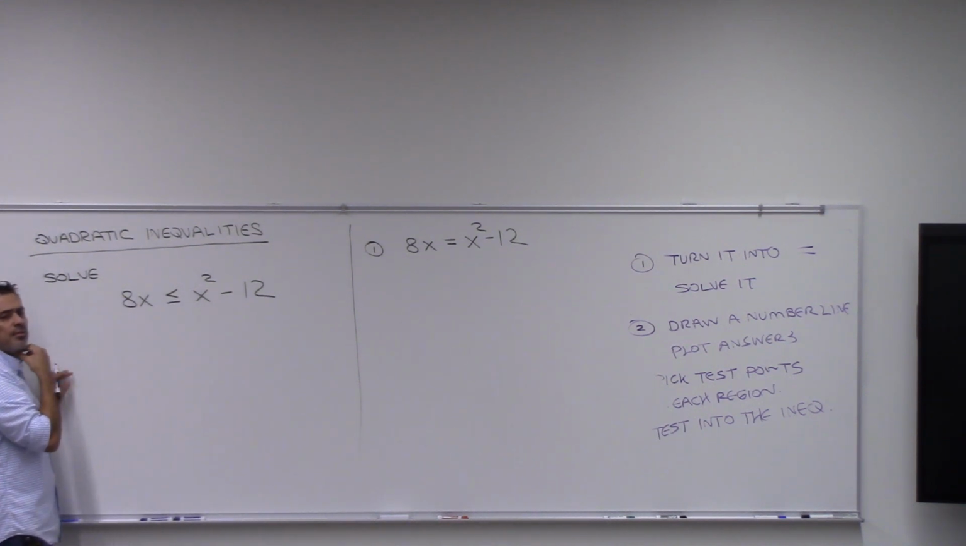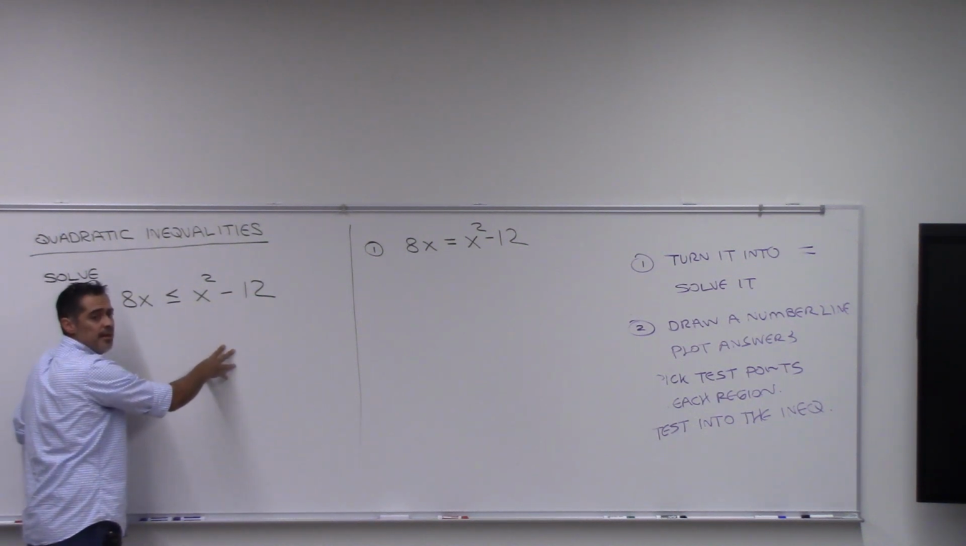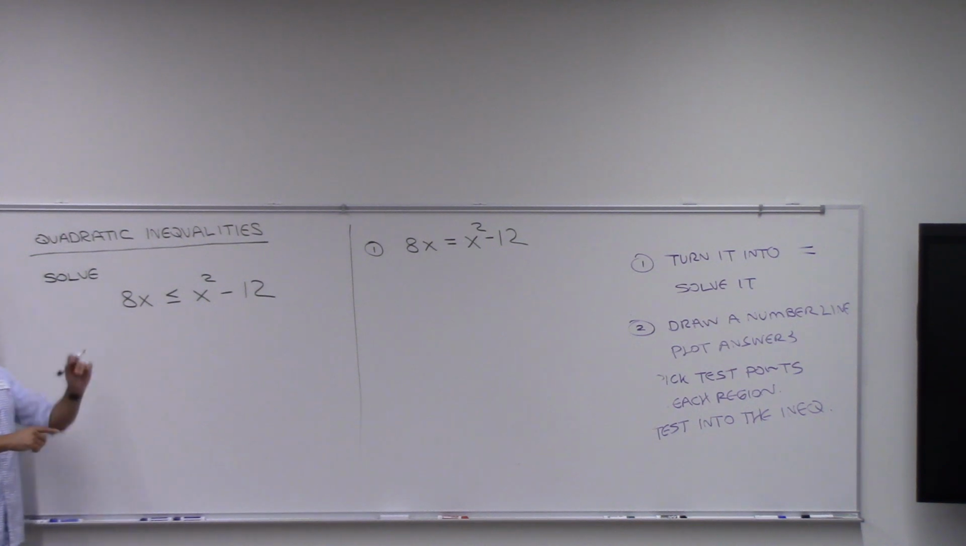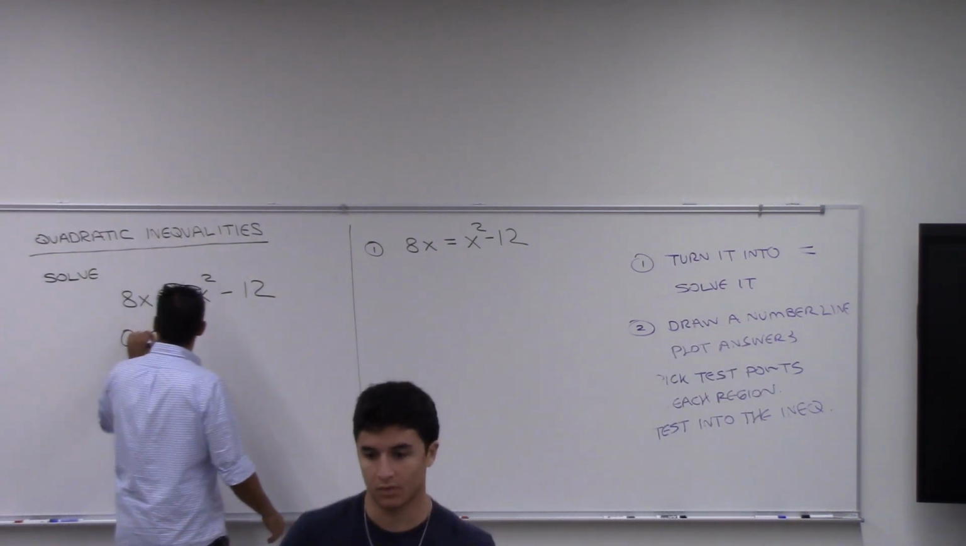How did you move it? I just subtracted the 8x. Yes, you could do that. Yes, you can subtract. You just can't divide, because if you divide by a negative, it's going to flip things over.